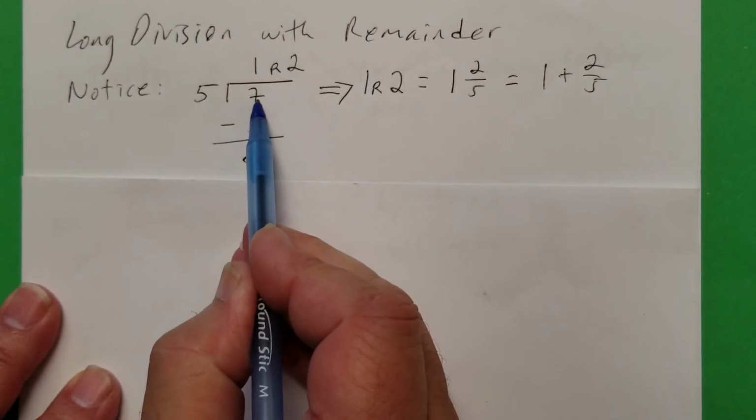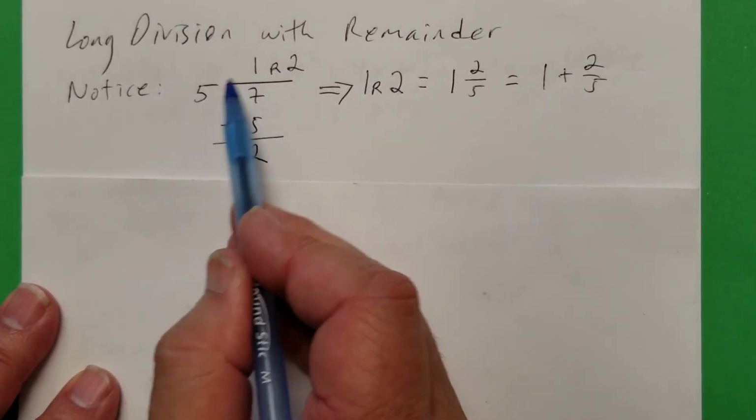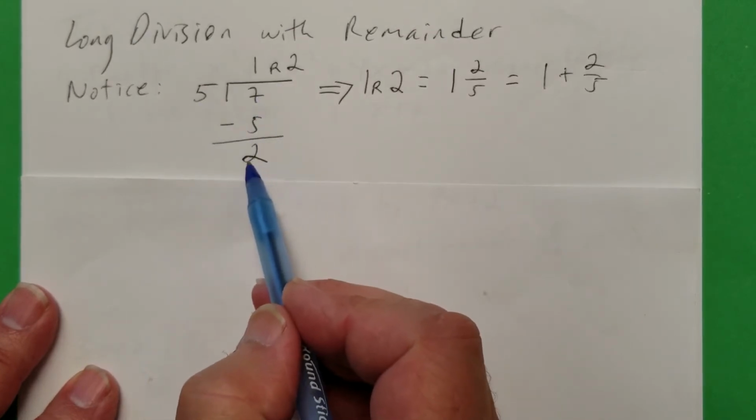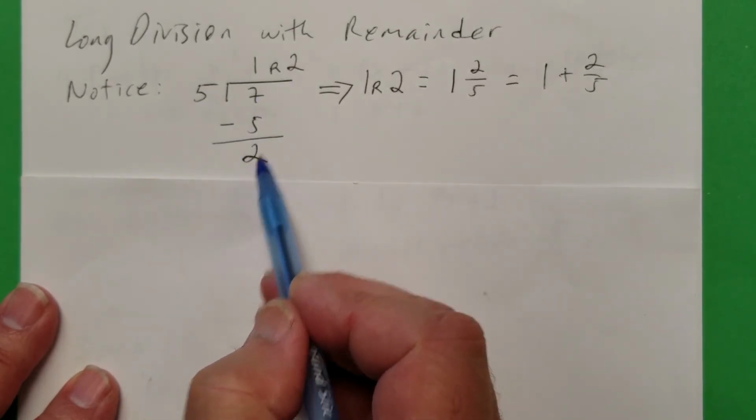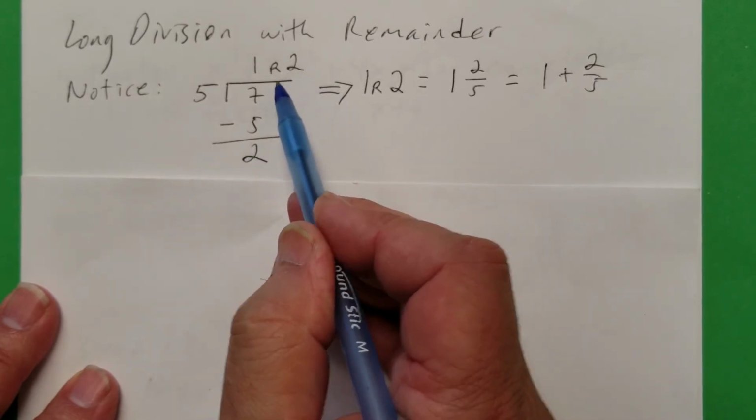What is 5 into 7? 5 into 7 is 1. We do the multiplication. 1 times 5 is 5. I subtract, and there is a remainder. Nothing to bring down, so I'm done. The remainder is 2. And how do we write it?